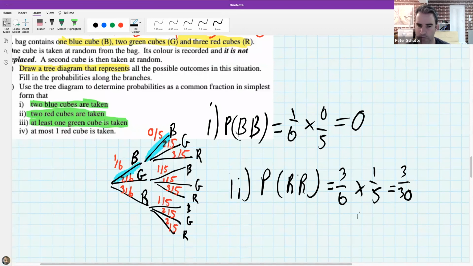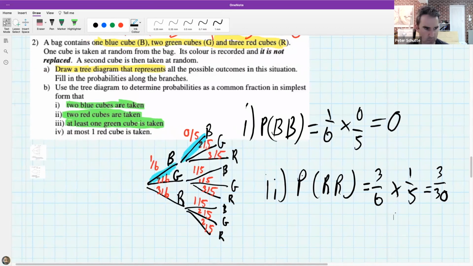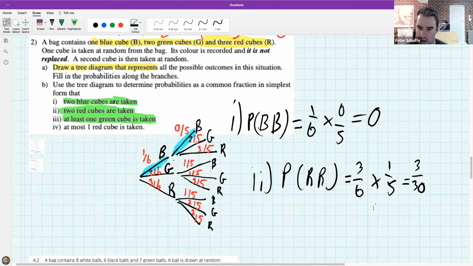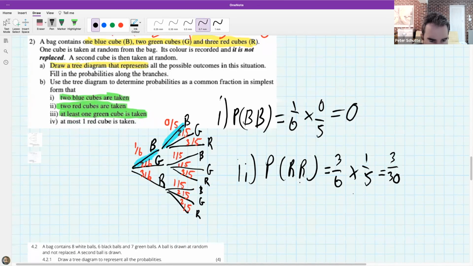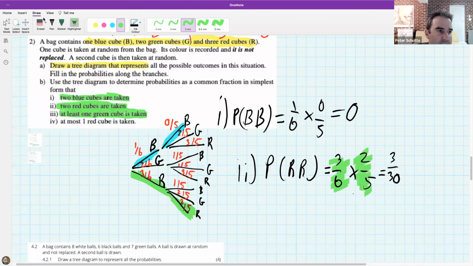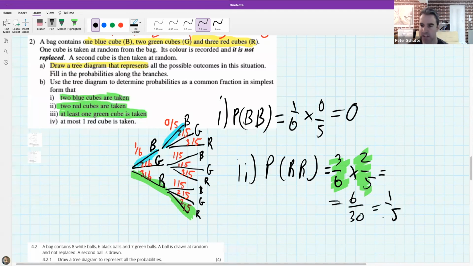So have a quick look. I see some of you are getting different answers for the second one. Aha, let's have a quick look. So 2 red cubes are taken. Oh, you're quite right. It's 3/6 times 2/5. If you look at my diagram, 3/6 and then 2/5. That's why this should be 3/6 and 2/5. Thank you for spotting that. So it's not 3/30. It's going to be 6/30, which is 1/5. Happy days.